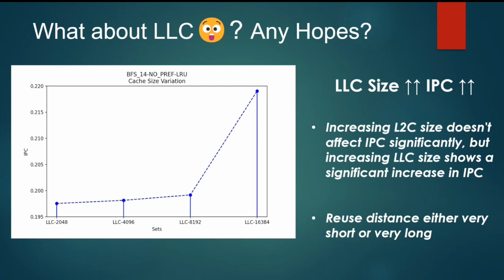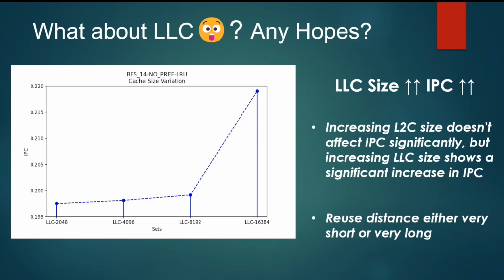but changing the size of LLC yielded improvements. From this, we inferred the general behavior in graph analytics that either the reuse distance of data is short and thus the data is served from the L1 cache, or the reuse distance is large such that neither L2 nor LLC have the data and the data has to be brought from DRAM, thus stalling the processor, which accounts for the low IPC.